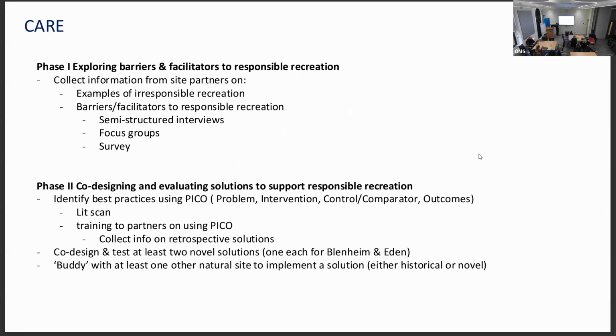And then phase two is actually co-designing and evaluating solutions. So at both Blenheim and Eden, we're co-designing solutions, and then they have sister sites or buddy sites. So Blenheim is working with Chimney Meadows, and Eden is working with Galitha Falls.